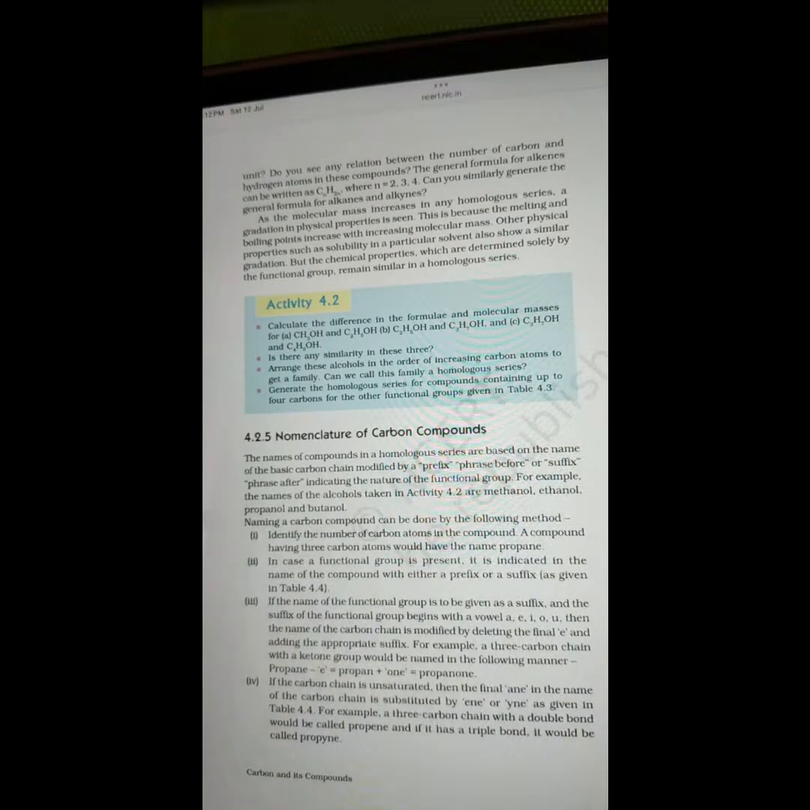Next topic, 4.2.5, nomenclature of the carbon compounds. The names of compounds in a homologous series are based on the name of the basic carbon chain, modified by a prefix (a phrase before) or a suffix (a phrase after), indicating the nature of the functional group.